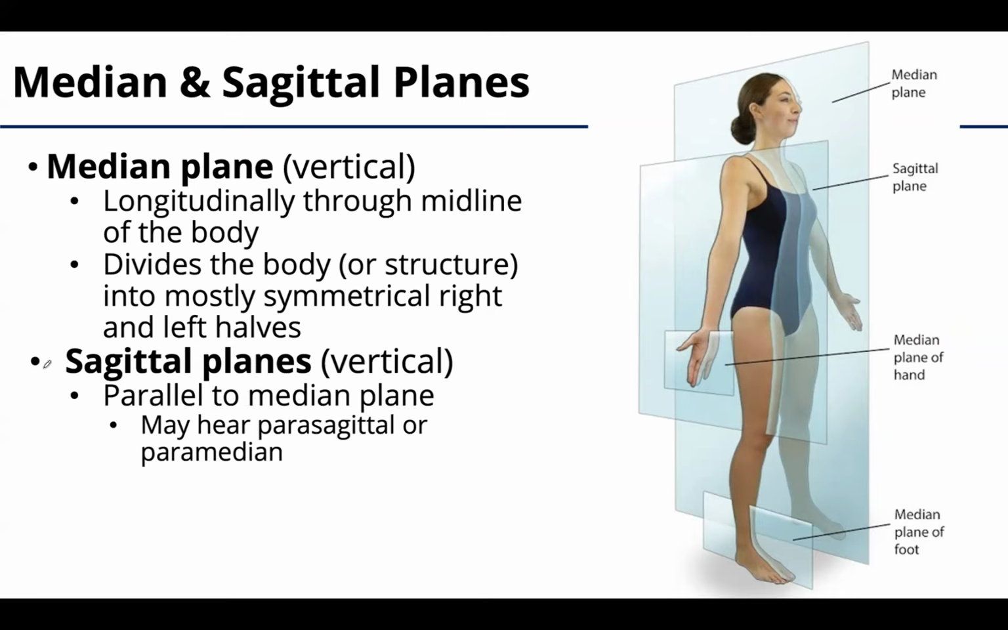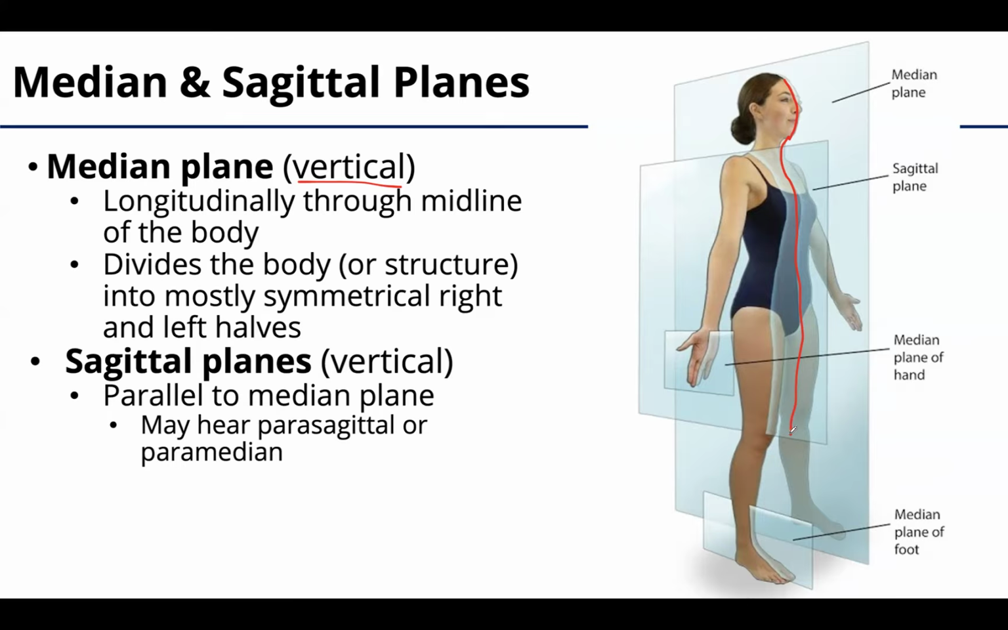The median plane, and sometimes you hear this referred to as the median sagittal plane, is a vertical plane. It runs vertically. The plane passes longitudinally through the midline of the body. So what that means is it runs through the midline of the head, the neck, as well as the trunk. And it will divide the body into mostly symmetrical right and left halves.